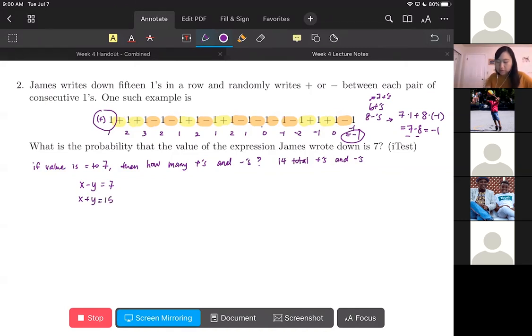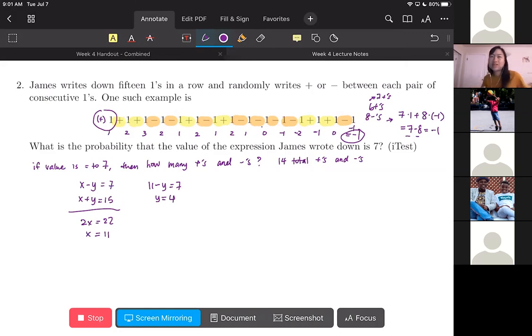Right. So if you guess and check, you can get an answer, but also we can solve the set of equations to get the answer. So there's different ways we can solve this. One way is isolating a variable. This is easy because we can add the equation to the other equation and get 2x equals 22, so x equals 11. Then we can plug it in to get 11 minus y equals 7, so y equals 4.